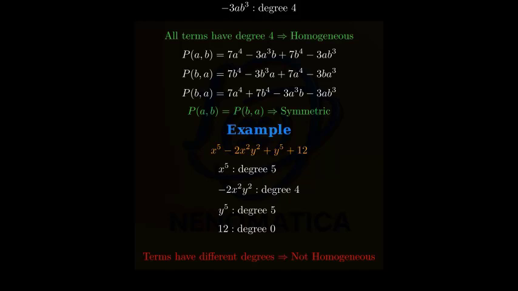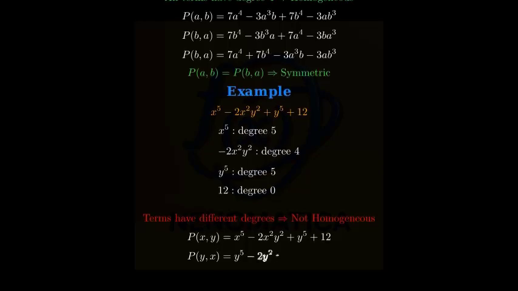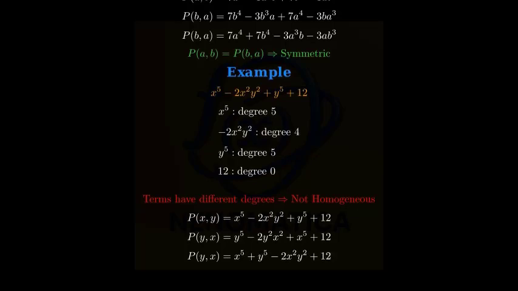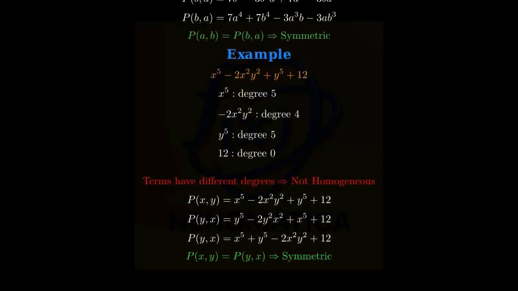Now, let's check if it's symmetric. We need to verify if p of x, y equals p of y, x. So, p of x, y is x to the 5th minus 2x squared y squared plus y to the 5th plus 12. When we swap x and y, we get p of y, x, which is y to the 5th minus 2y squared x squared plus x to the 5th plus 12. Let's rearrange this to x to the 5th plus y to the 5th minus 2x squared y squared plus 12. Comparing p of x, y and p of y, x, we can see that they are equal. Therefore, this polynomial is symmetric, even though it's not homogeneous.